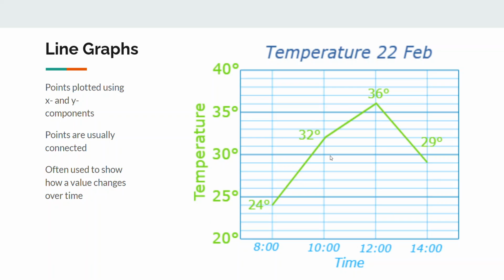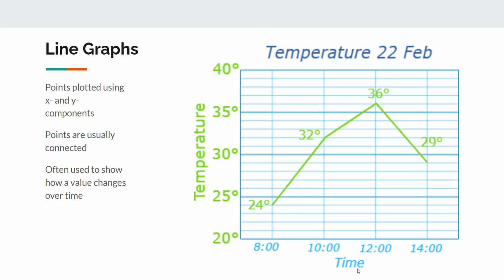Now, we want to make sure we have our data. This is looking at temperatures on the 22nd of February. At 8, it was 24 degrees. At 10, it was 32. At 12, it was 36. And at 1400, it was 29. Again, showing how values change over time. We have numbers on our y-axis and time on our x-axis.